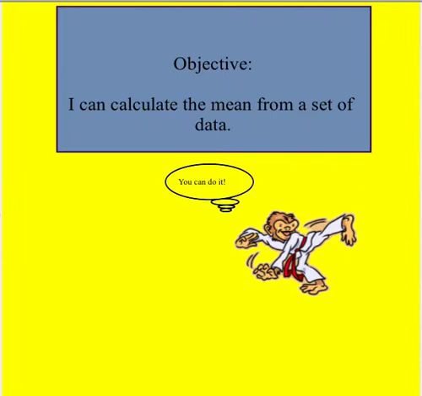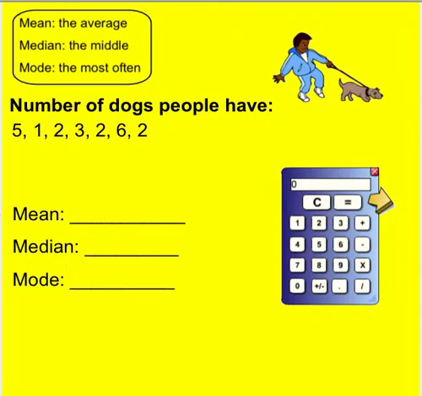Our objective for today: I can calculate the mean from a set of data. You can do it! So Mrs. Gonzalez is going to start us off here today with a survey that was done about how many dogs people own. All right, let's get started with reviewing some vocabulary.